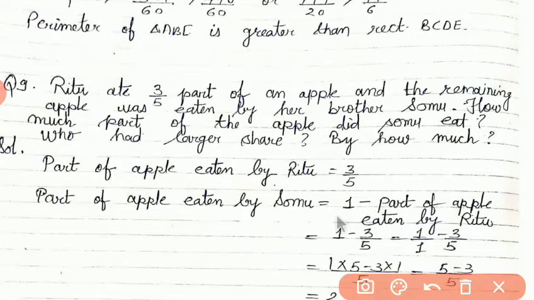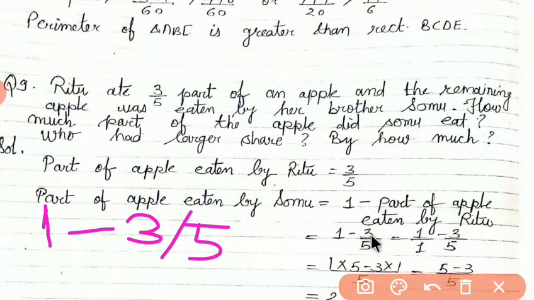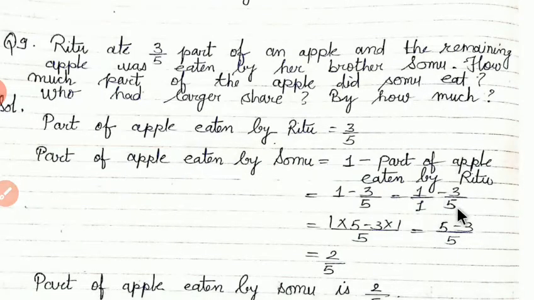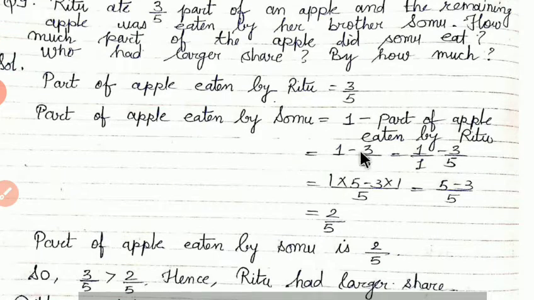We know that we are dividing one apple into many parts, so we have to subtract from 1. So 1 minus the part of the apple eaten by Ritu. So 1 minus 3 by 5. So 1, your denominator is not given, it means 1 only. So 1 by 1 minus 3 by 5. Now we'll take the LCM of 1 and 5, and the LCM will be 5 as it is. So in place of 1 we have to bring here 5. It means you multiply by 5 in both numerator and denominator, and here 5 is already given, so you multiply by only 1. So 1 into 5 minus 3 into 1. So 5 ones are 5 minus 3 upon 5, 2 upon 5. So the part of an apple eaten by Somu is 2 by 5.